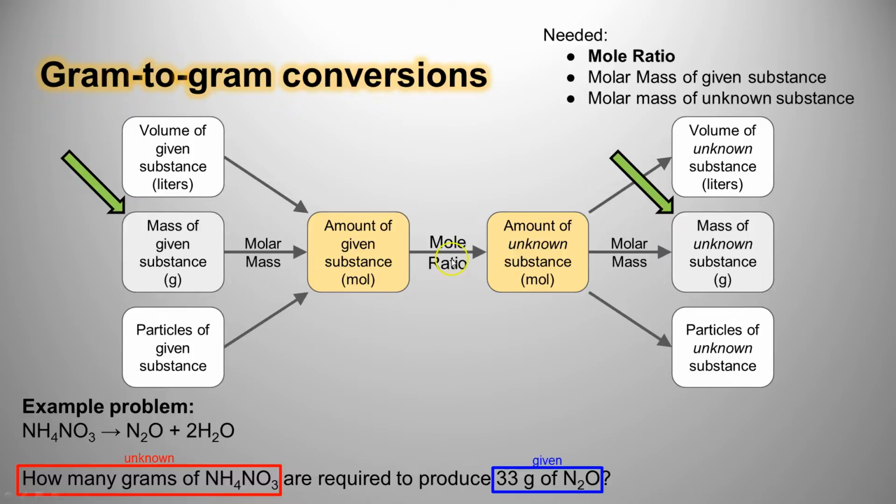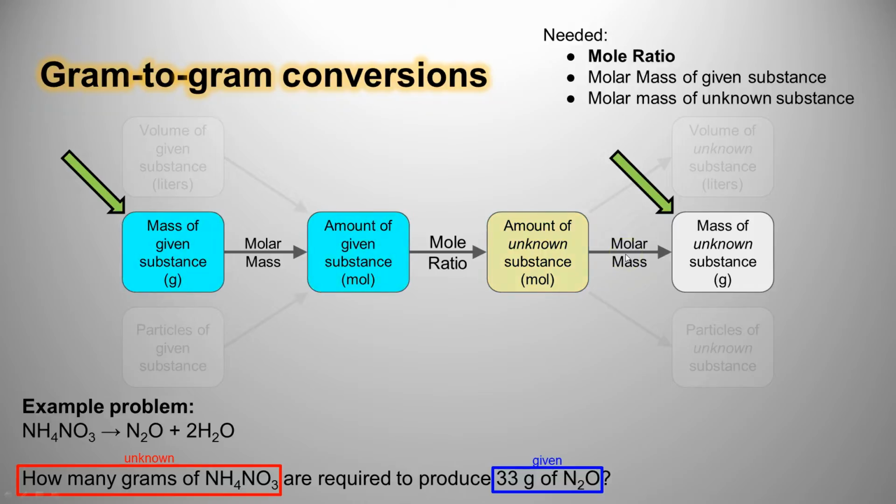To do that, I need the mole ratio, of course, molar mass of my given substance, and molar mass of my unknown substance. Everything else is going to be hidden. So while I do have this really big complicated thing right there, I only need to look at using parts of it. Here I'm going mass of a given to mass of an unknown, and I need these three pieces of information to get there. When we start working some examples, this will become a little bit more useful.